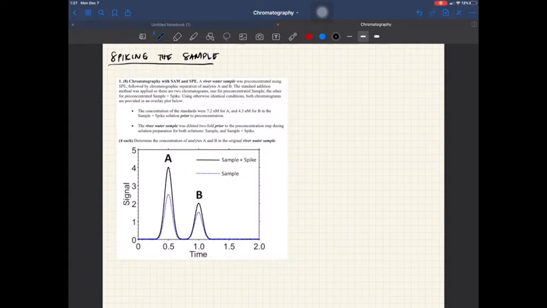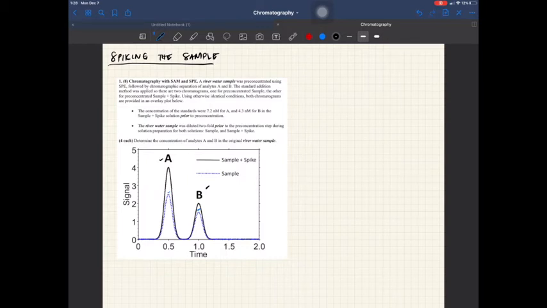Another method to determine the concentration using chromatographic techniques is spiking the sample. We have an example here. A chromatographic technique is used in the determination of an analyte in a river water sample. The sample has components A and B. The concentrations of components A and B are not determined, but we know what these components are. After subjecting the sample to gas chromatography or HPLC, we get this blue colored chromatogram with two peaks.